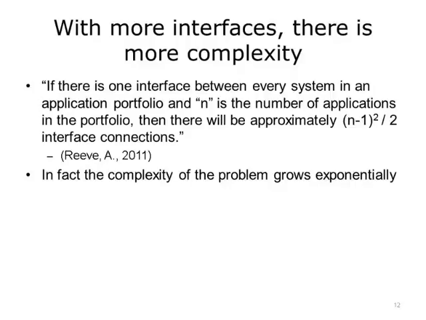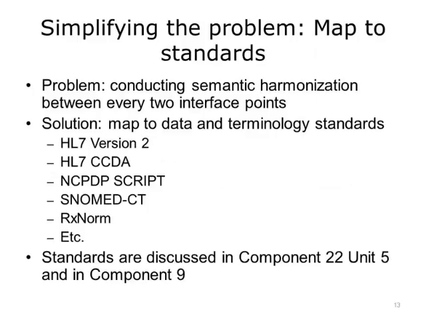"If there is one interface between every system in an application portfolio, and n is the number of applications in the portfolio, then there will be approximately (n minus 1) squared over 2 interface connections," unquote. So what we've got here is an exponential problem. If we do interoperability without standards, we're not going to be able to solve the problem if we try to do it between any large number of systems.